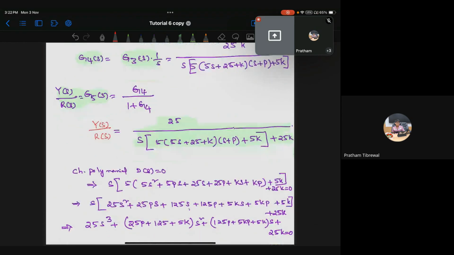Now this looks like what? Numerator by denominator. So now we take the characteristic polynomial. I told you at the start of this class, this is the closed loop transfer function. For a closed loop transfer function, what is the characteristic polynomial? Taking its denominator equal to 0. It means that this term equals 0. Is this clear? Any queries?